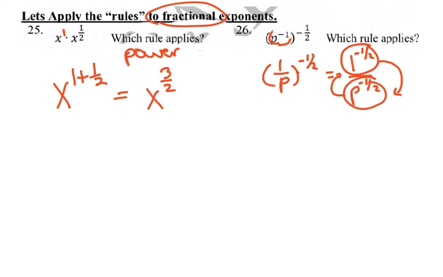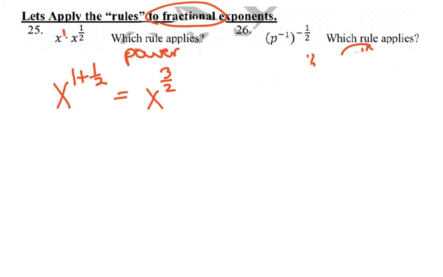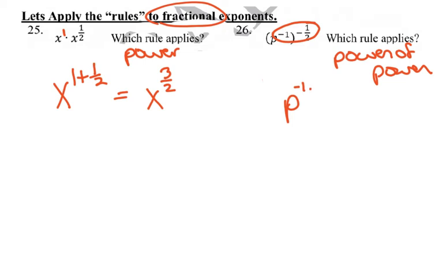We can actually simplify this significantly by looking at our rule. This is a power of a power rule. Power of a power. So if I look at that, the rule is multiply your exponents. So if I say p to the negative 1 times negative 1/2, that's just p to the positive 1/2. And so that is the simplified version of number 26.